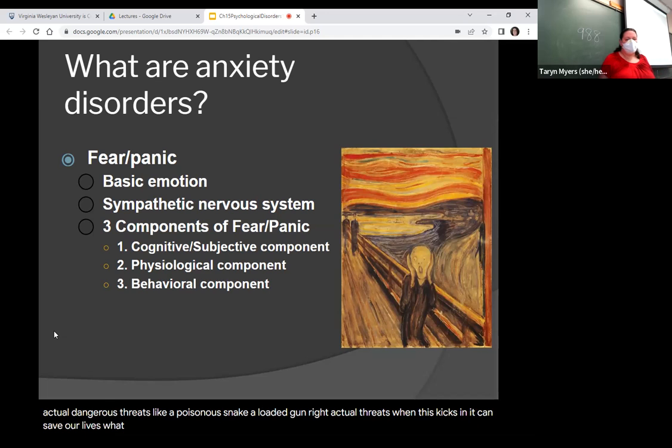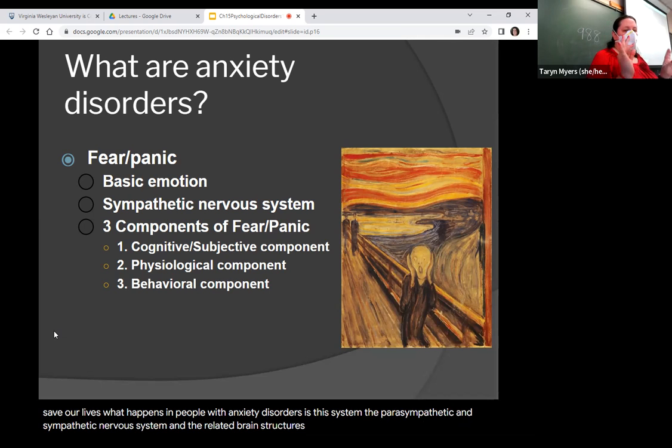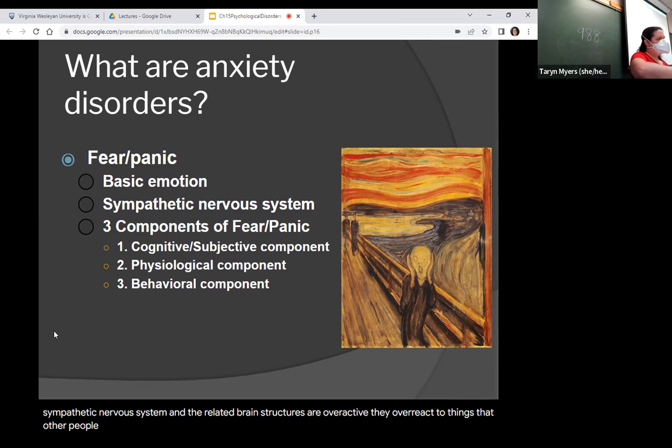What happens in people with anxiety disorders is this system, the parasympathetic nervous system and the related brain structures, are overactive. They overreact to things that other people don't have that fight or flight response to. And they do it in a variety of ways, depending on which disorder you have.